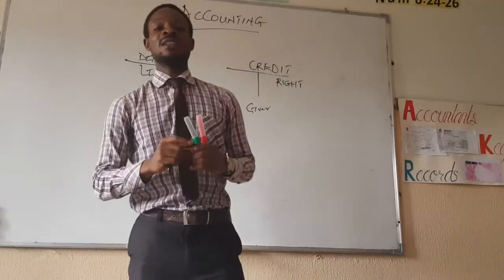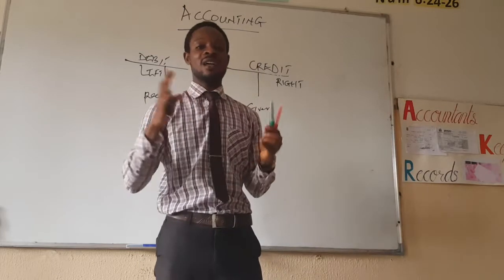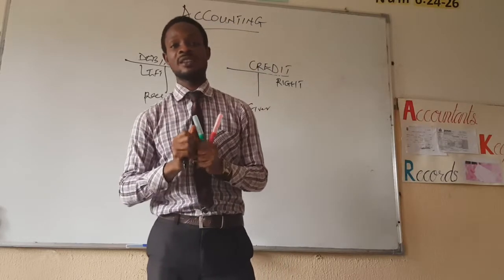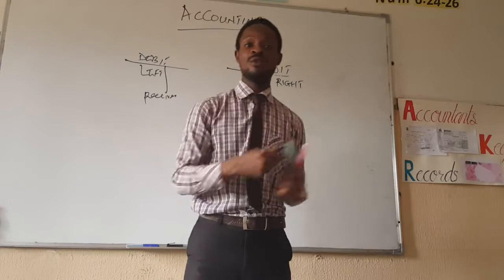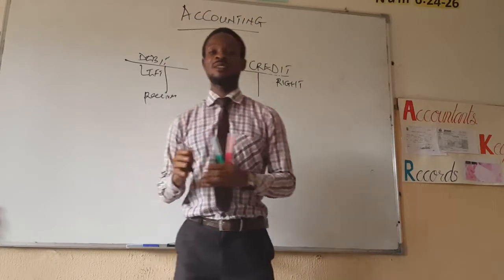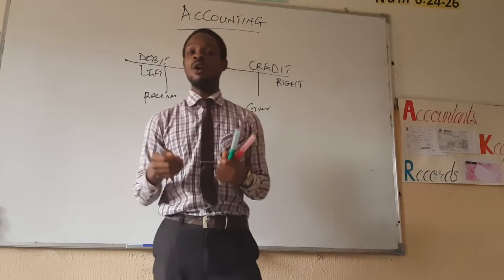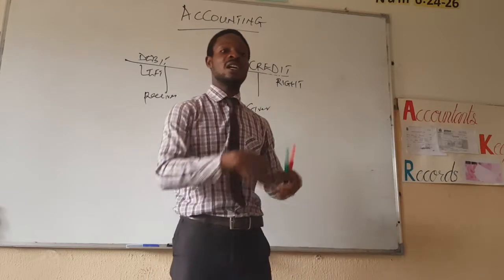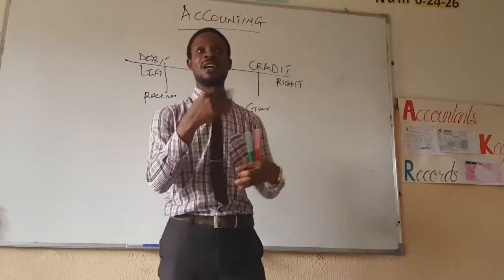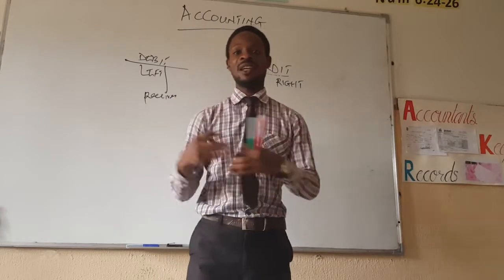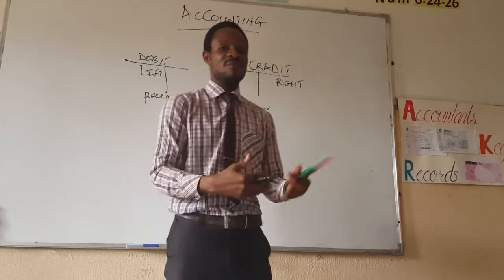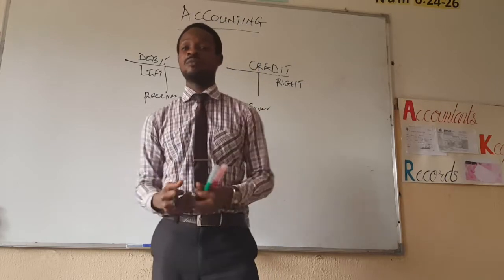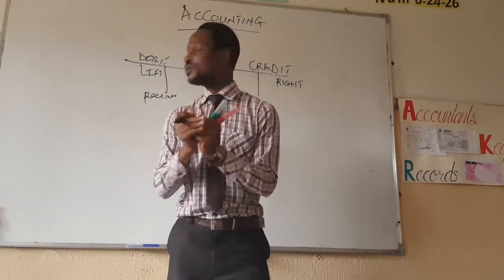Now, we understand that every business asset is secured by the fund of those who own the business and the funds that are borrowed from outsiders. Basically, assets are items of value that are owned by a business, by an organization. They include those that can be used for many years, like machinery, plants, land and buildings. And we have those that can be used up within 1 year, like your inventories, your trade receivables, your debtors, basically.